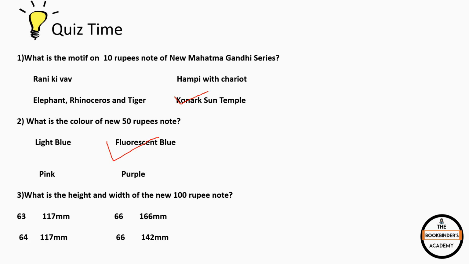The next question is, what is the height and width of the new 100 rupee note? And the options are 63 by 117 millimeters, 66 by 166 millimeters, 64 by 117 millimeters, and 66 by 142 millimeters. The answer is 66 by 142 millimeters.